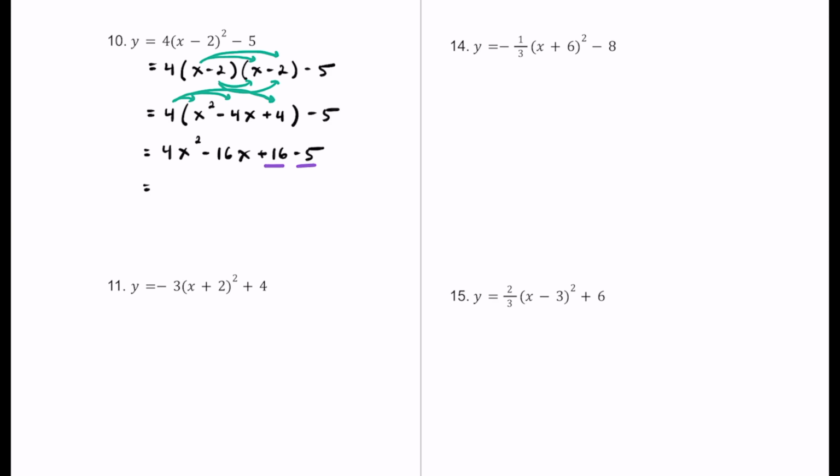So we're going to go ahead and say that's 4x squared minus 16x, and then 16 minus 5 is 11. All right, just like that. A is 4, B is negative 16, and C is 11.